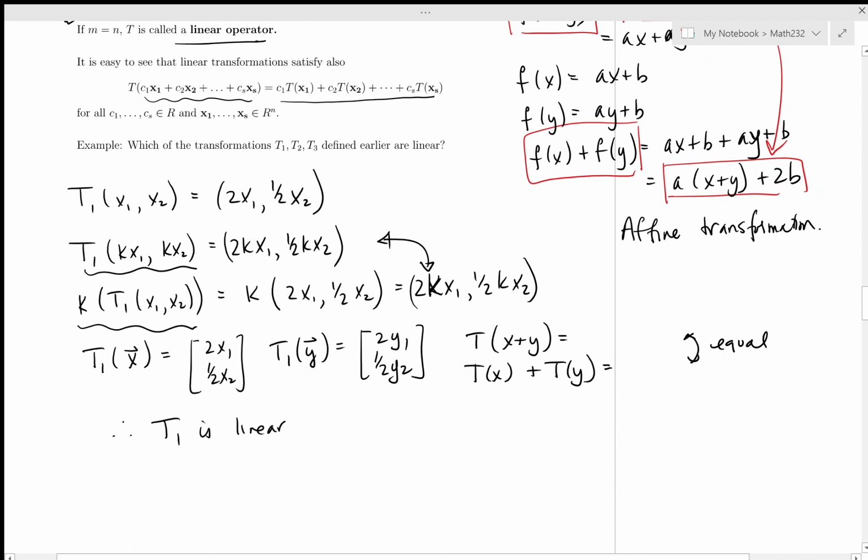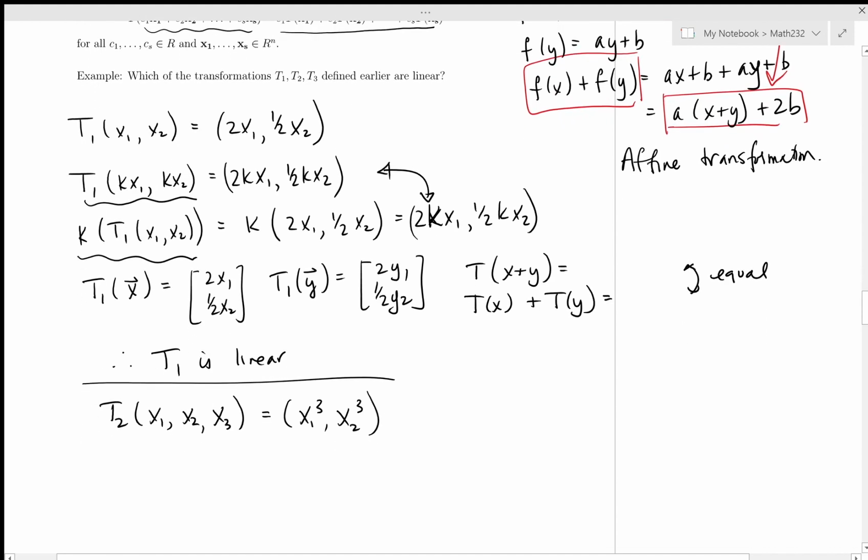Okay, that's the first one. So that's T1. Let's take a look at T2. T2 of x1, x2, x3 was defined this way. Cube the first two components, lose the third component. This is not linear. You can see a cube there. It's clearly not going to be linear.